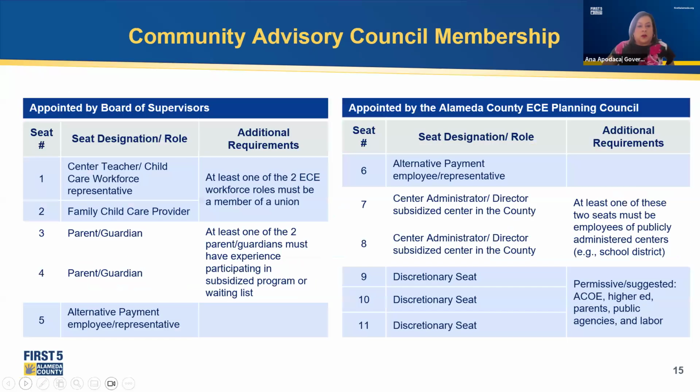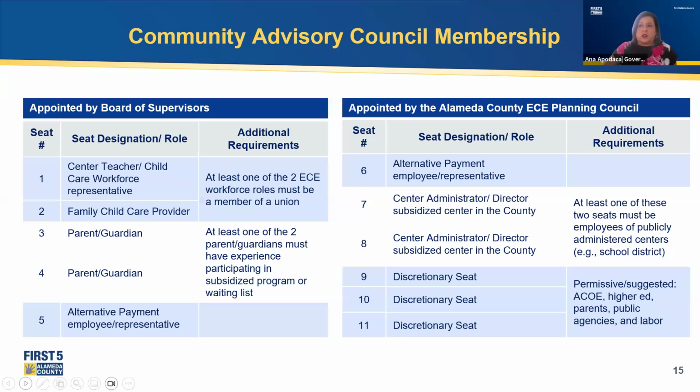As outlined in the ordinance, there are 11 appointed seats, 5 of which will be appointed by the Board of Supervisors and 6 by the local planning council. The measure defines specific criteria for each seat and the appointed body.